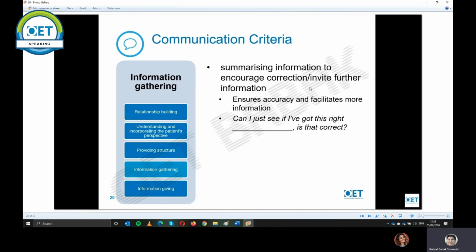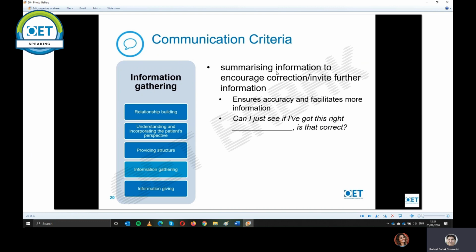Summarizing information to encourage correction and invite further information. This is so important. I would like you to try to use this in all your consultations. What is summarizing? I think that at the end of the conversation it is better to summarize for the patients what's happening and what to do.